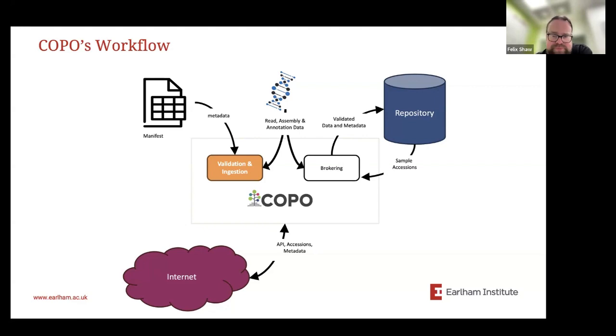Right. Yeah, so then all of the accessions, metadata, etc., are then available via the Copo API and also via the repositories as well to anyone on the internet. And also from that metadata, you can get to the data itself. Okay.